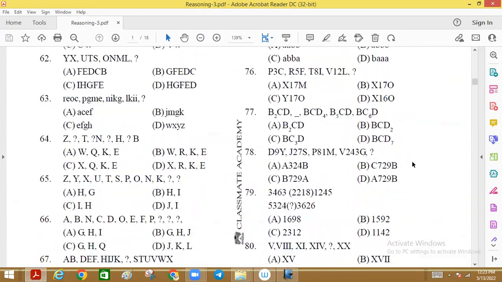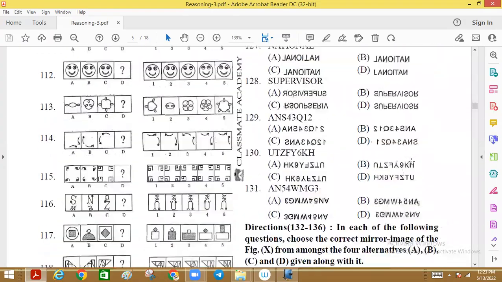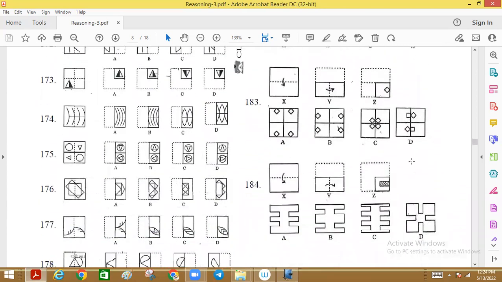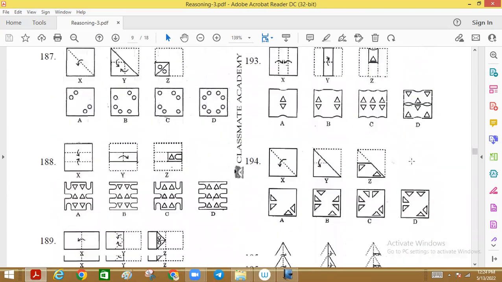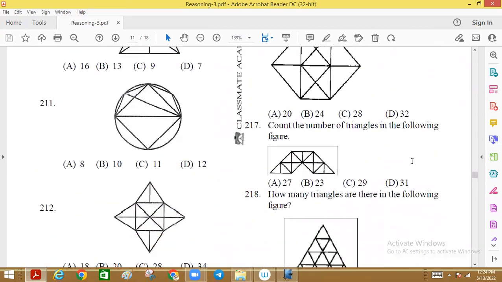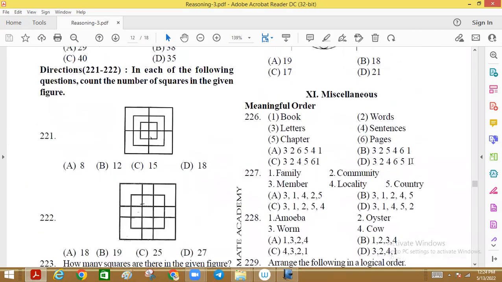Miscellaneous means the question can be framed in any logical way. It means they will describe the logic and you have to follow the logic and get the answer. Definitely in SSC you'll get 2 or 3 miscellaneous questions, and in the essay you'll get more than 10 or 15 also from the miscellaneous part. Let's try to understand them one by one. First one is meaningful order.